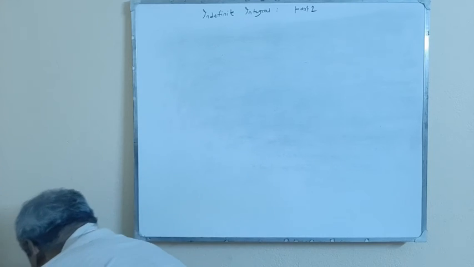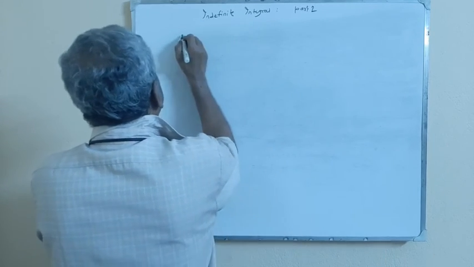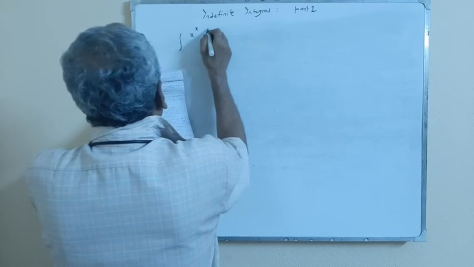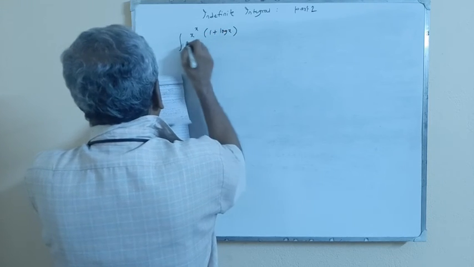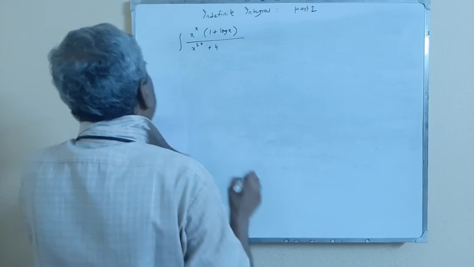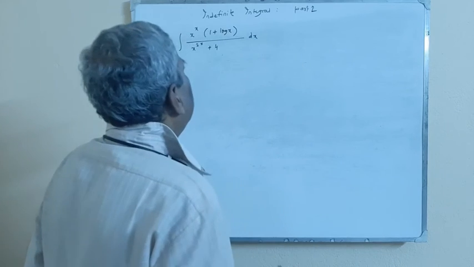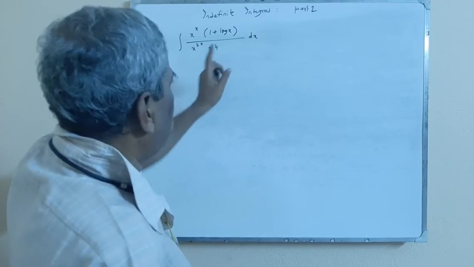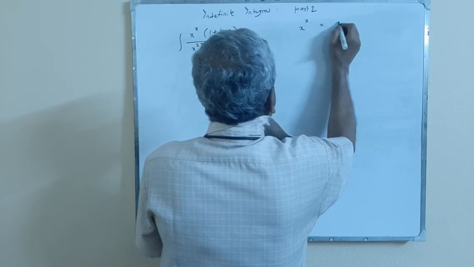Now the next problem is the integration of x to the power x into 1 plus log x by x to the power 2x plus 4 dx. You see, this is x to the power x whole square plus 2 square, of that type. For that purpose, put x to the power x equal to t or z.